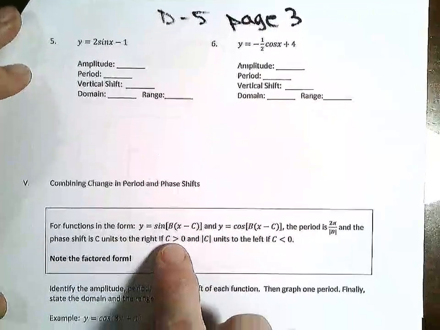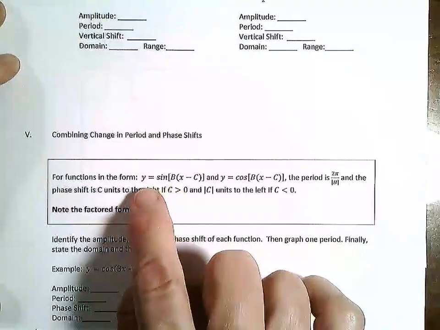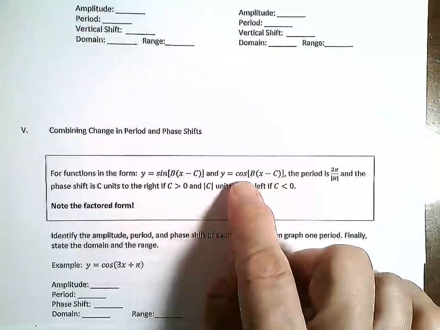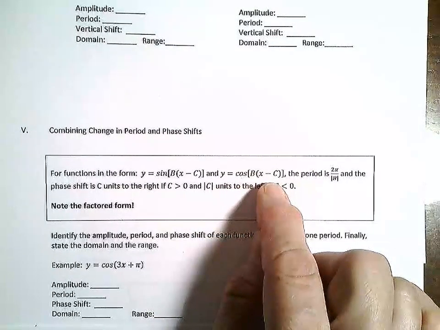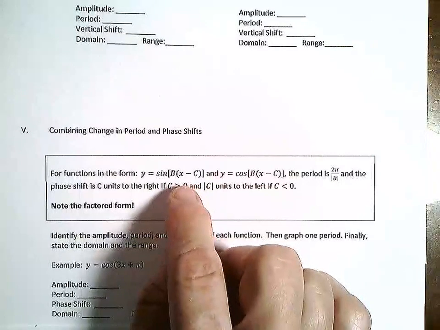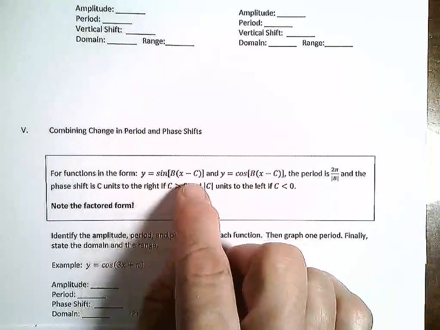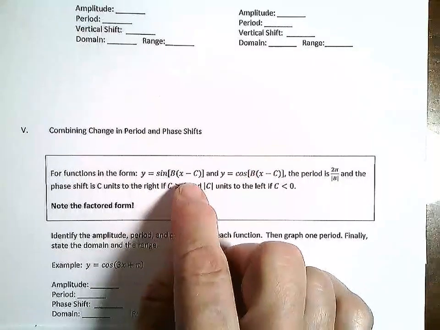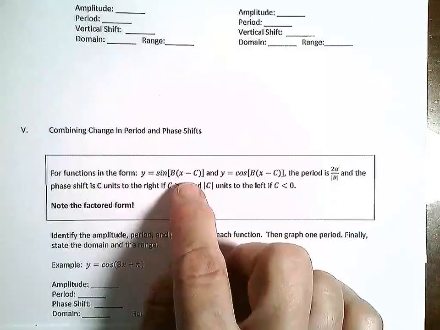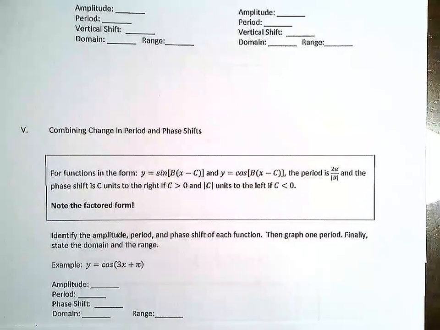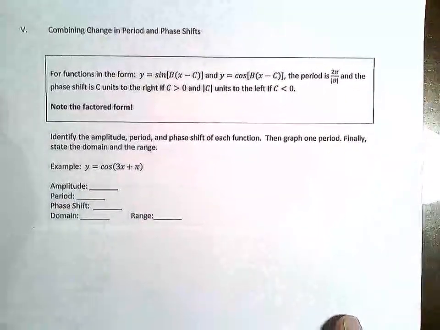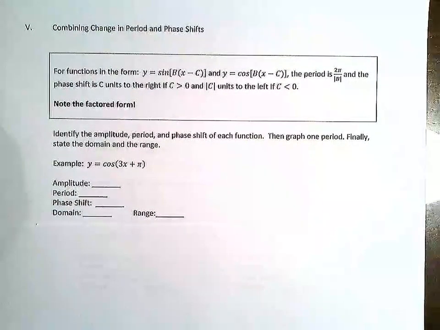So all of our functions are going to be of this particular form: y equals sine of b times the quantity x minus c, or y equals cosine of b times the quantity x minus c. Remember that those are both inside changes, so both of those are going to be horizontal changes. Notice the factored form. That's going to be important when we come down to the next problem, and I'll point that out as we go through the example.